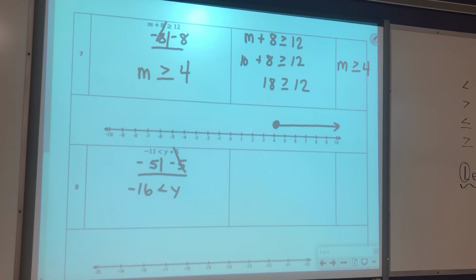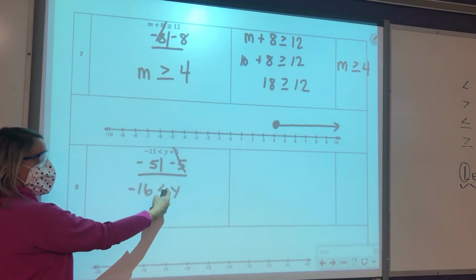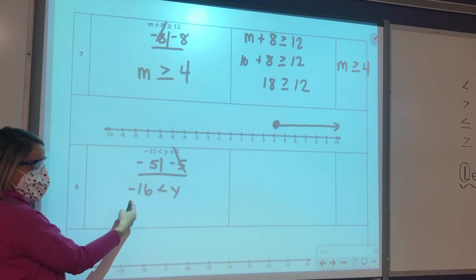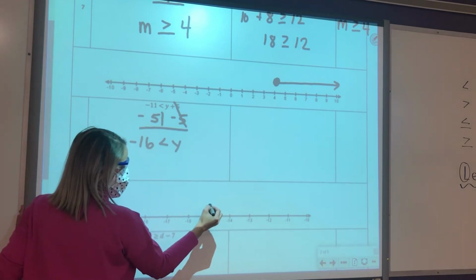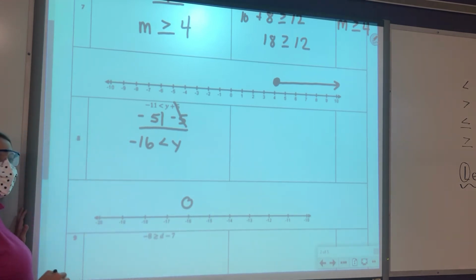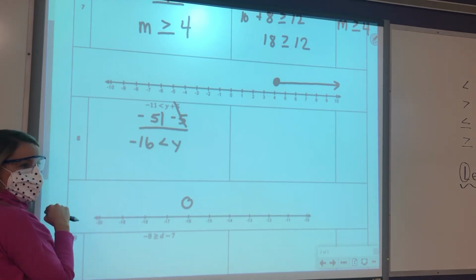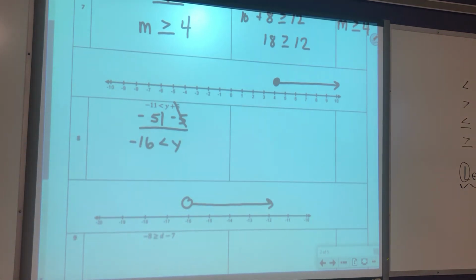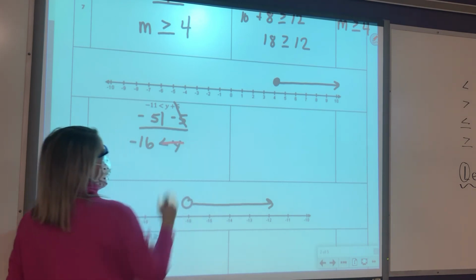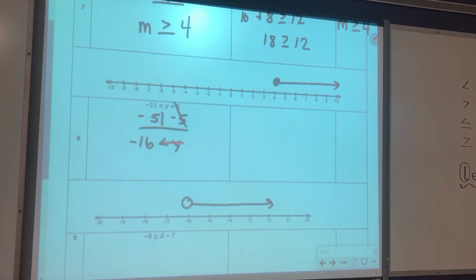Now this is the case where we can't just follow that arrow trick. We read our variable first. Y is greater than negative 16. So our graph starts at negative 16 with an open circle, and I want values that are greater than negative 16, so you have to work right. Our arrow would be to the right. The arrow trick doesn't work for this one, because if you would just use that, you would be going left, and my problem would be incorrect.